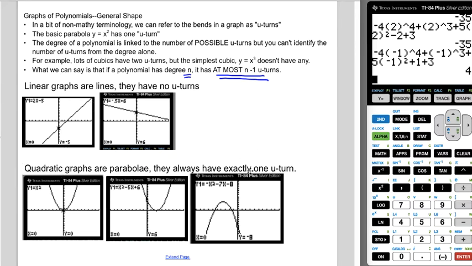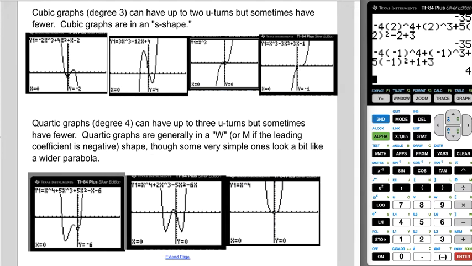A quadratic graph will have exactly one U-turn, and you can picture that because you can think about what quadratics look like. Right here you see how that's a U-turn. The graph seems to turn. That's one U-turn. As the degrees get higher, it's a little bit harder to know just from looking at a graph or at an equation what the graph's going to look like.